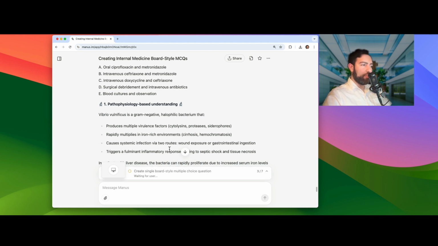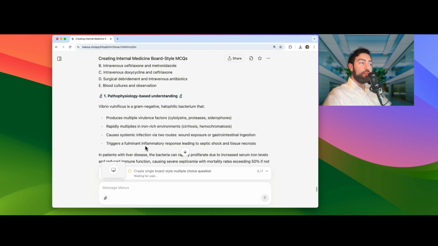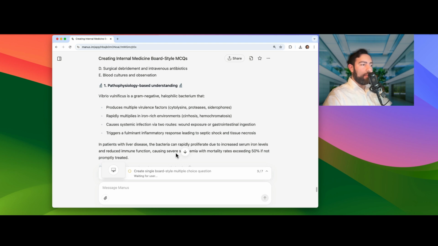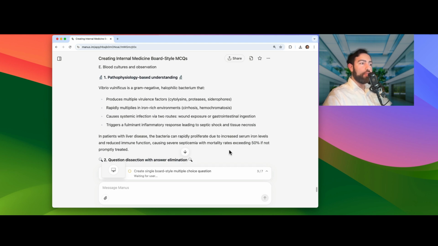It causes systemic infection via 2 routes: wound exposure or gastrointestinal ingestion. It triggers a fulminant inflammatory response leading to septic shock and tissue necrosis. So in a patient with liver disease, the bacteria can rapidly proliferate due to the increased serum iron levels and reduced immune function, causing severe septicemia. Mortality rate exceeds 50% if not promptly treated.